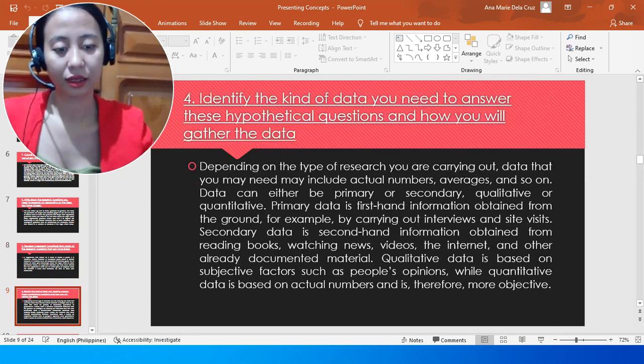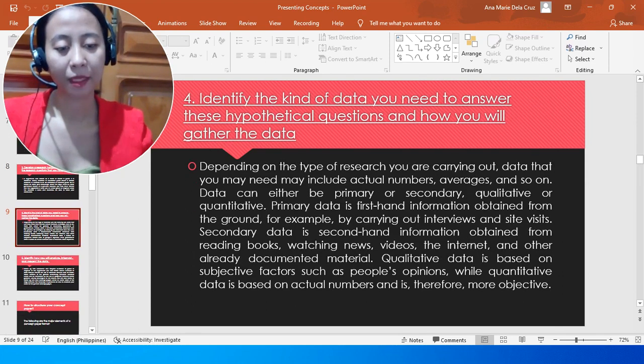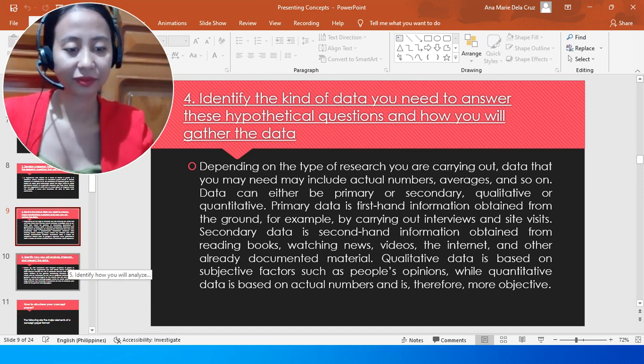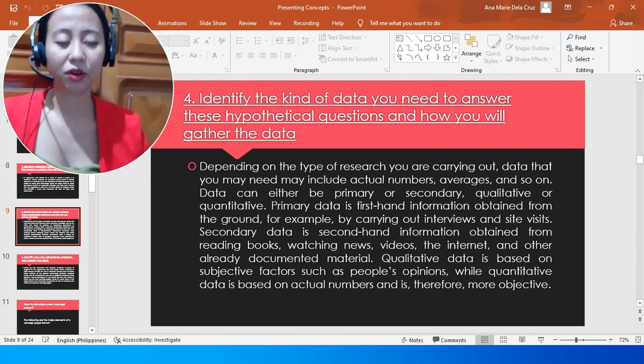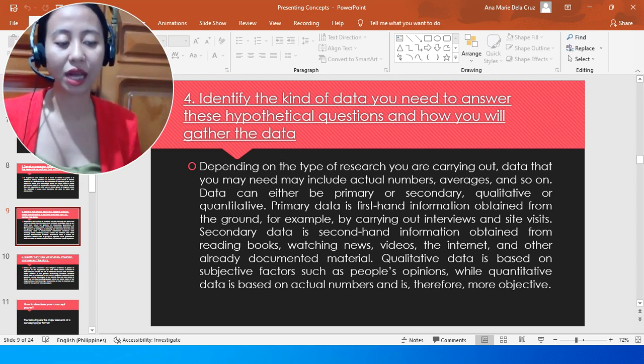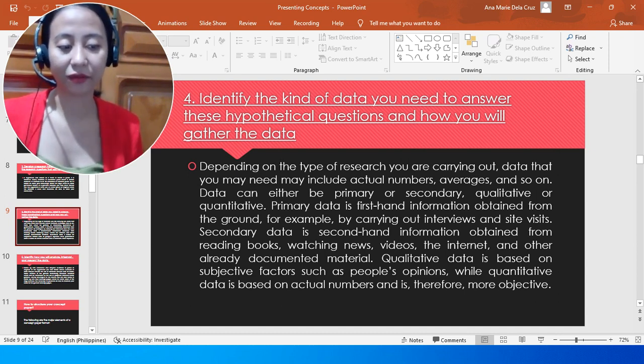Next step. Identify the kind of data you need to answer these hypothetical questions and how you will gather the data. Depending on the type of research you are carrying out, data that you may need may include actual numbers, averages, and so on. Data can either be primary or secondary, qualitative or quantitative. When you say quality, the characteristics; quantitative, it is a number, okay? Could be primary or secondary.